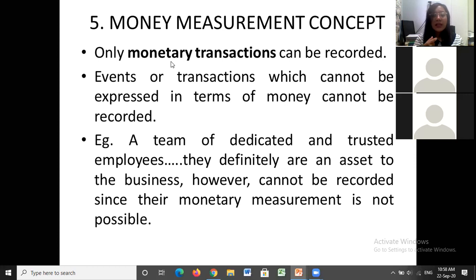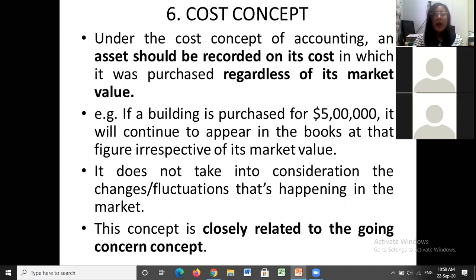So it cannot be recorded, since it does not have monetary transactions. Okay, that is what the money measurement concept says. Only events or transactions that can be expressed in terms of money will be recorded according to the money measurement concept. Last one is the cost concept.